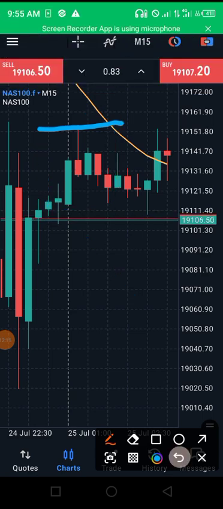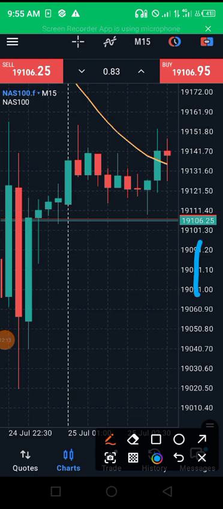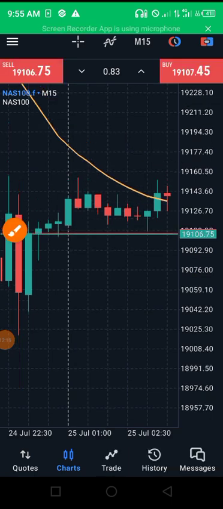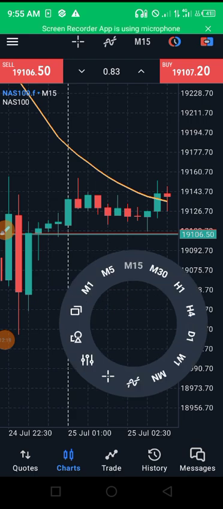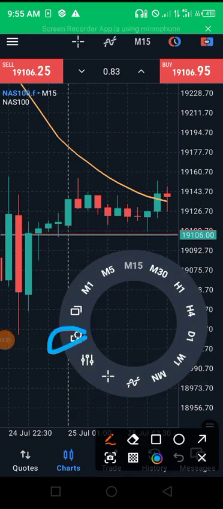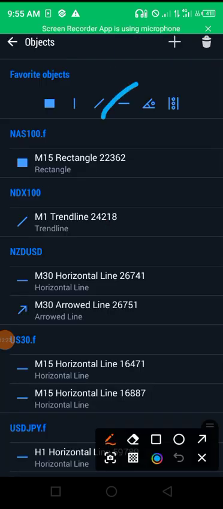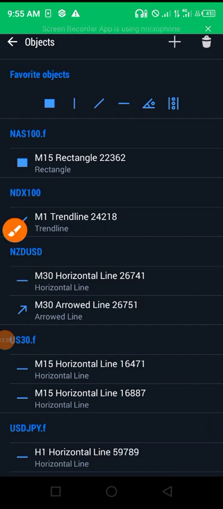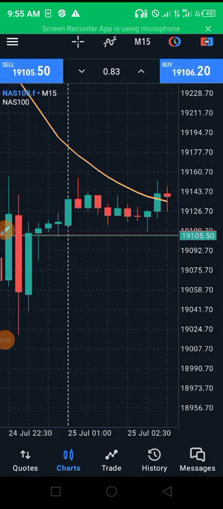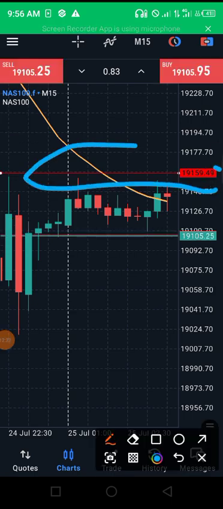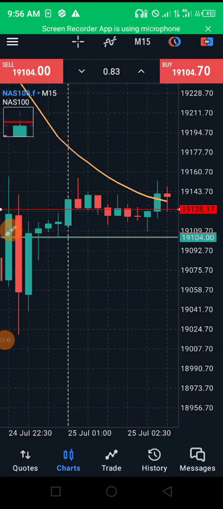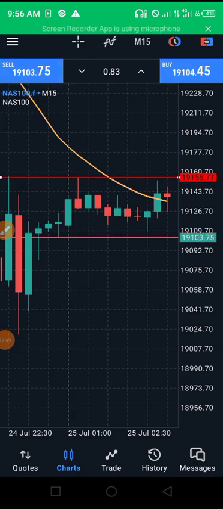So let me now use my horizontal line to mark it out for you. Let me show you how to set up the horizontal line. Go back to this thing here, then click on this line here. It's called the horizontal line. After clicking, touch any part of your screen. That's the line. Now you can drag it down and up. Place it at the highest point of the four candles you chose.